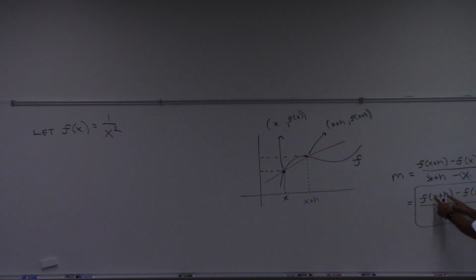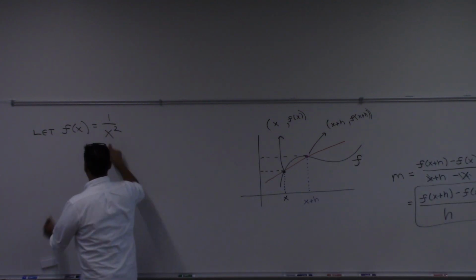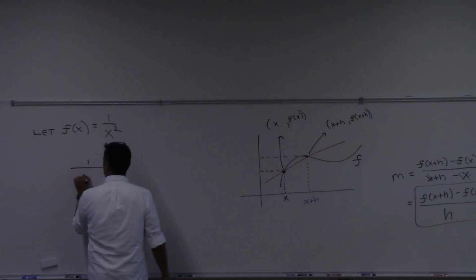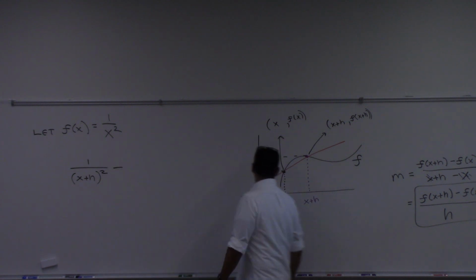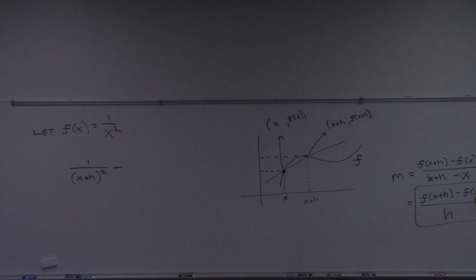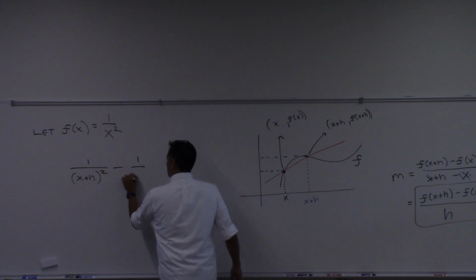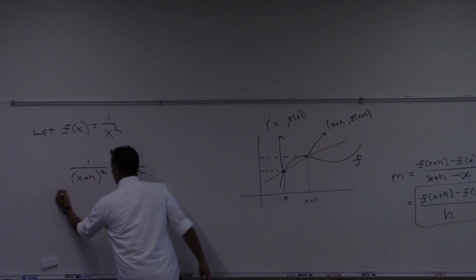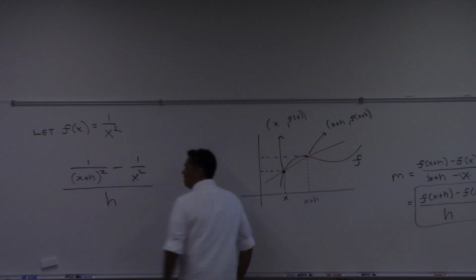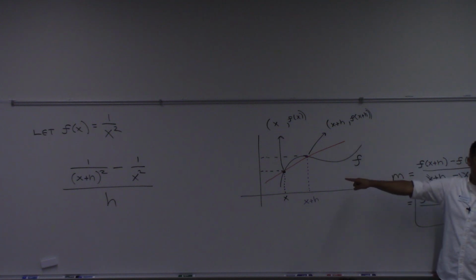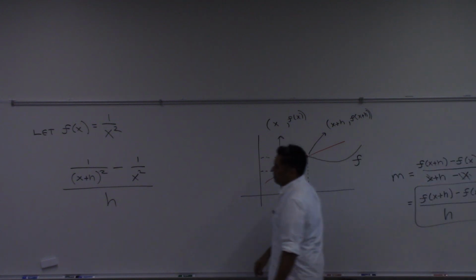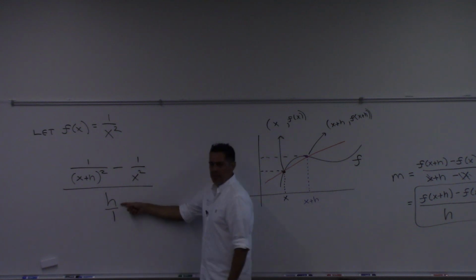So what would happen if I plug x plus h into that formula? What would I get? If I ask you to replace x with x plus h, what would you get? 1 over x plus h squared, wouldn't you? Minus, now what's f of x? 1 over x squared. And then all of that is being divided by h, right? You all agree that this generic formula that gives you the slope of this line for that function would be that? Now, that's the same as this, isn't it?